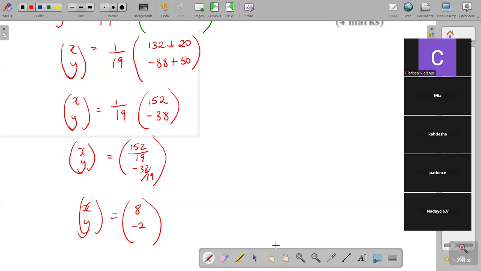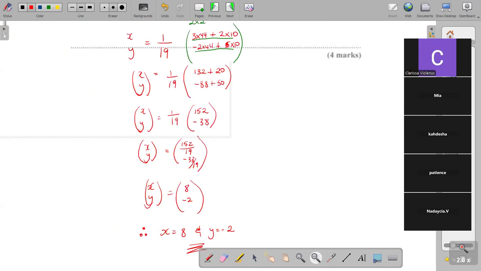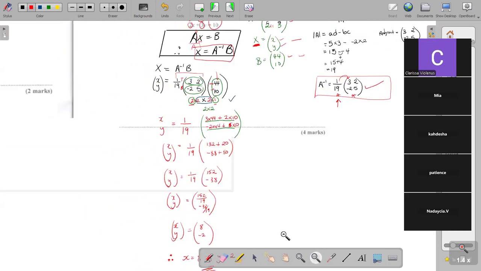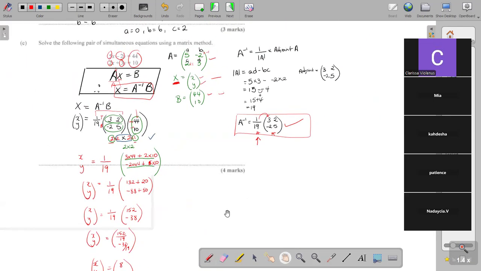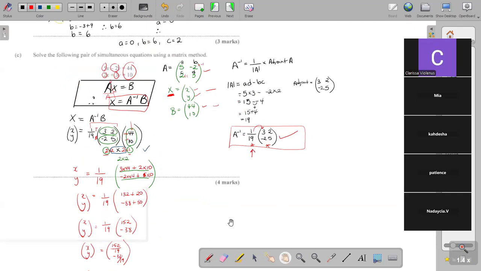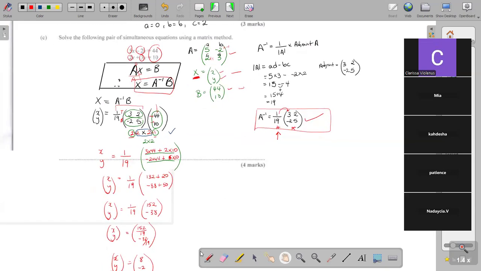So how do I write my final answer? Because this is not my final answer. My final answer is therefore x is equal to what? 8 and y is equal to negative 2. If you got it, say got it. Yeah, see how much work is in this? That's why I wanted to make sure we do it, because this is the only other thing that would come that is a lot of work, a lot of math. You see, matrices is a big deal in maths, because you literally break down every little thing.